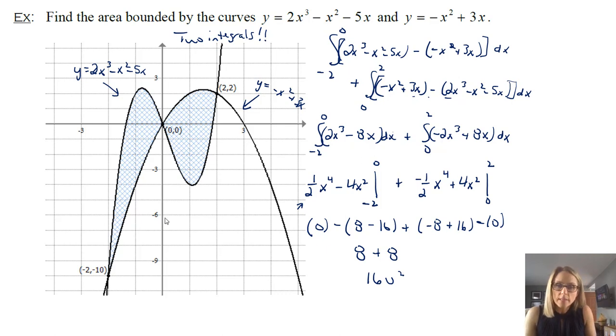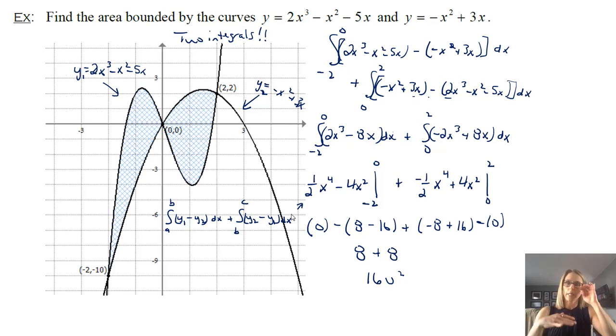So in this case, understand that we're doing A to B. So if I call, say, this y1 and this y2, in this case we did from A to B y1 minus y2 dx, and then plus, basically going from B to C, y2 minus y1. So that's not uncommon. If you have two functions that intersect at a value, then you may end up with more than one integral.